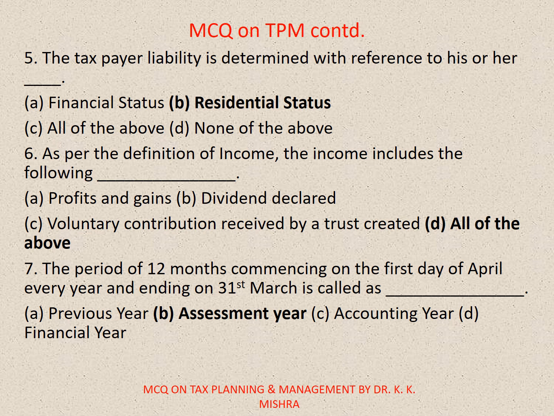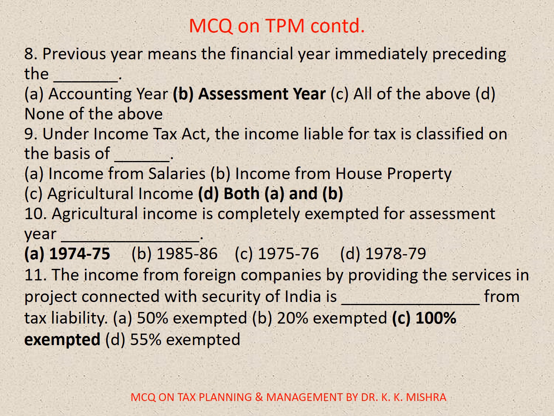7. The period of 12 months commencing on the first day of April every year and ending on 31st March is called dash. Options are A. Previous year, B. Assessment year, C. Accounting year, D. Financial year. Correct option is B. Assessment year. Question number 8. Previous year means the financial year immediately preceding the dash. A. Accounting year, B. Assessment year, C. All of the above, D. None of the above. Correct option is B.